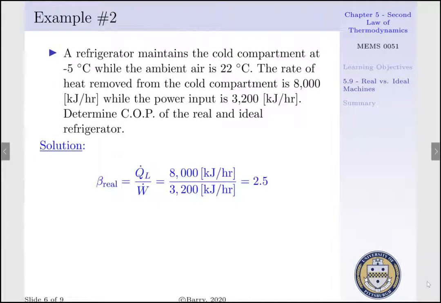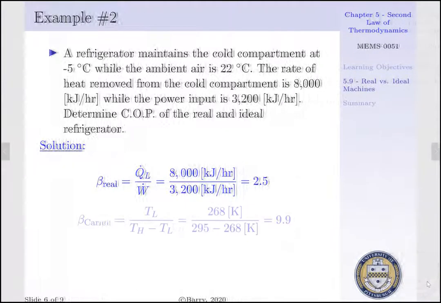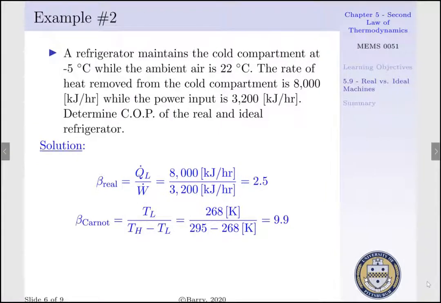The real coefficient of performance is our heat removed QL per our work input, W. And in a rate form, this is QL dot per W dot, which is equal to 8,000 kilojoule per hour per 3,200 kilojoule per hour. And our actual coefficient of performance is 2.5. Now the Carnot coefficient of performance is TL per the quantity TH minus TL. Our Carnot coefficient of performance is 9.9.